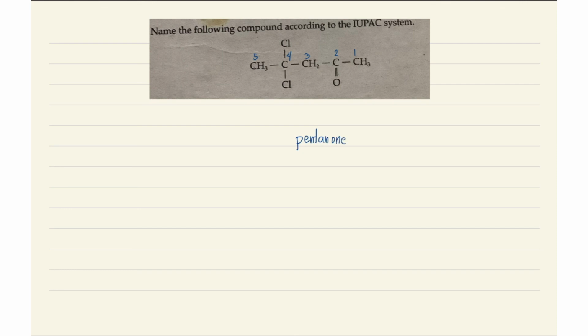Ngayong na-identify na natin siya, we need to locate the locations of our alkyl groups or our derivatives and our functional group. In this figure, our functional group is located in carbon number 2. Other derivatives is located in carbon number 4. So, pareho silang nakakabit kay number 4. So, ibig sabihin, gagamit tayo dyan ng di. So, dahil dalawang chloro, so we have dichloro.